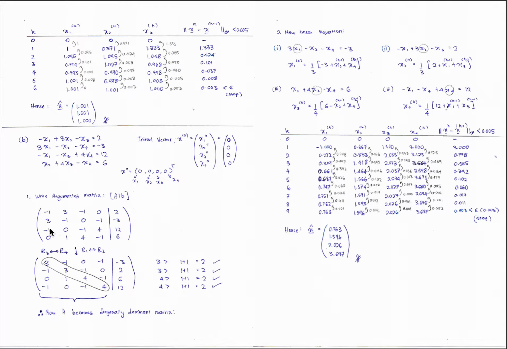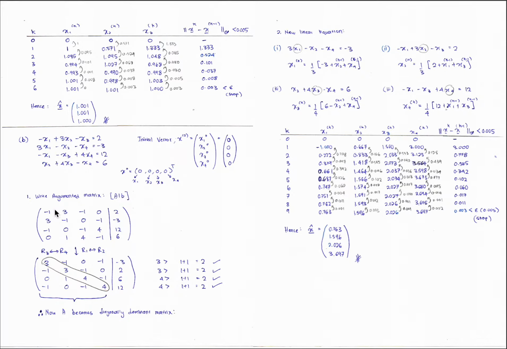And then after that, we write the augmented matrix from this linear equation. So we get this matrix. We must make sure that the matrix A is a diagonally dominant matrix, which means this diagonal entry must be the maximum value of each row.